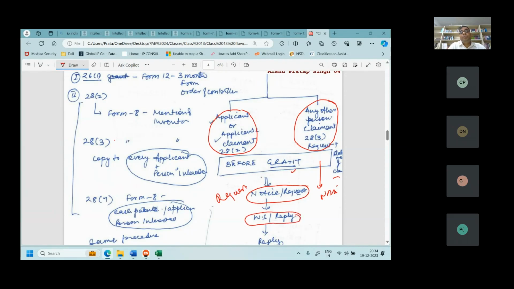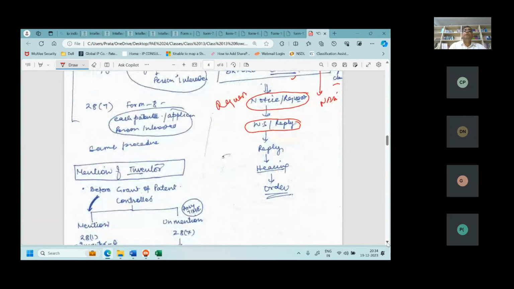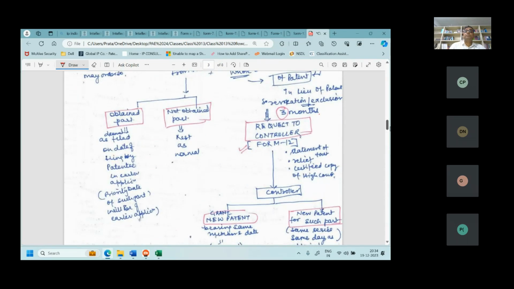Then a written statement and reply has to be filed by those who have been notified. If there is a reply, then the claimant or the applicant will have the right to reply to it. If there is still a contest, a hearing will be done. After the hearing, an order will be passed. Same procedure as we have discussed earlier. Okay. This was section 26, we have completed.